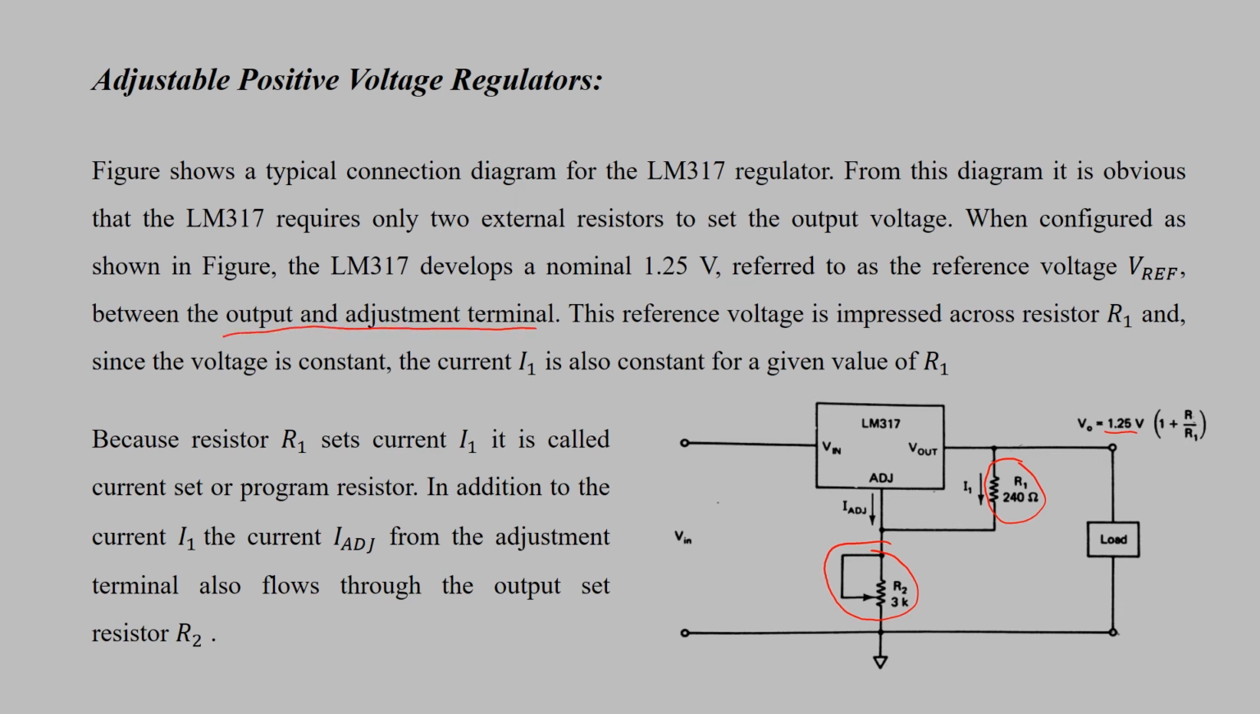This reference voltage is impressed across resistor R1, and since the voltage is constant, the current I1 is also constant for a given value of R1. Because resistor R1 sets current I1, it is called the current set or program resistor. In addition to the current I1, the adjustment current IADJ from the adjustment terminal also flows through the output set resistor R2.